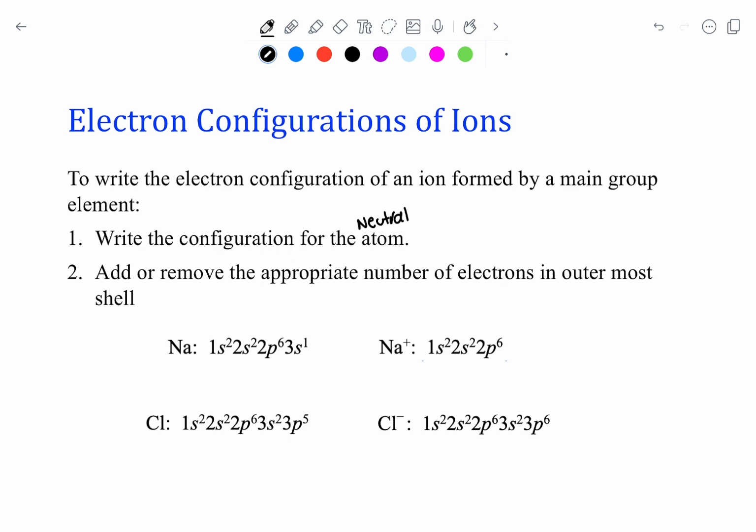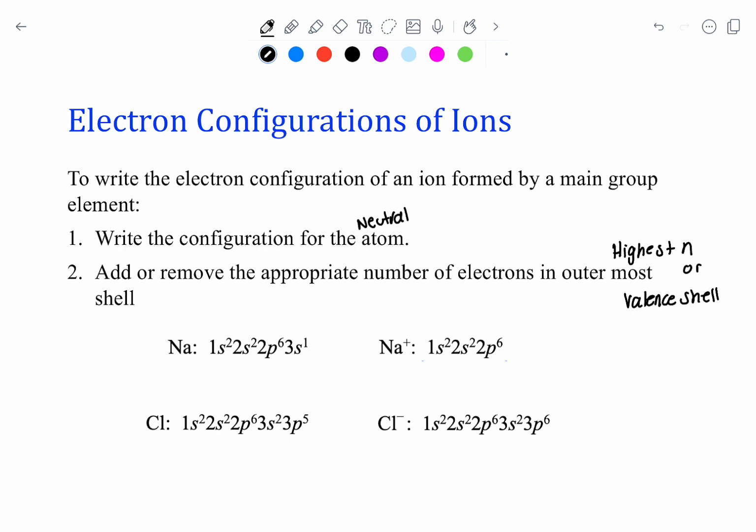Then you're going to take that configuration and either add or remove the appropriate number of electrons from the outermost shell. So that's going to be our highest N, or you can think of it as our valence shell. We're either adding or removing electrons from our valence shell.